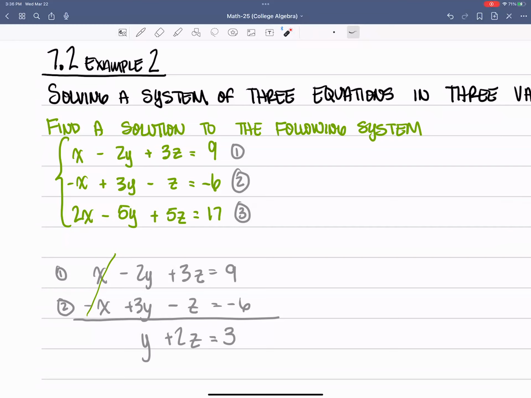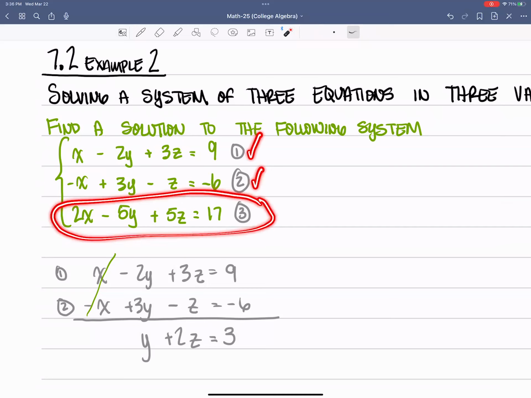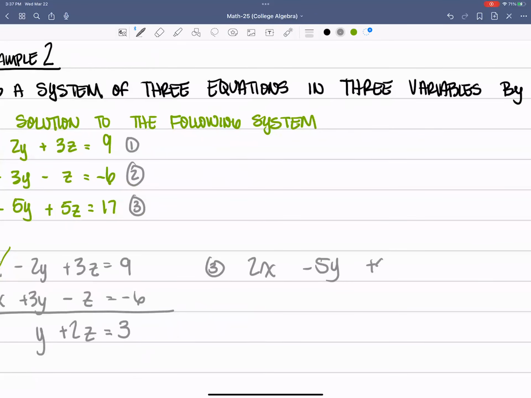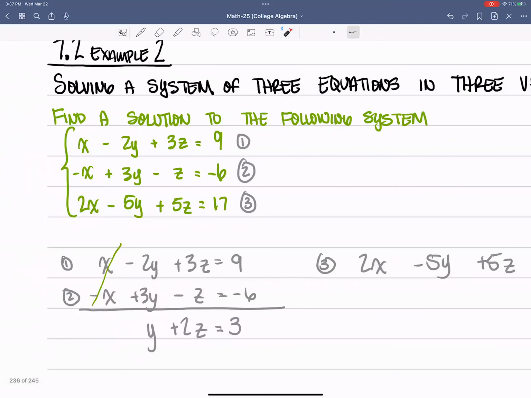Now another one. We just used equation 1, we just used equation 2. We have to do something that includes equation 3. So starting off with that, equation 3, we have 2x minus 5y plus 5z is equal to 17. We have to manipulate one of these 2. It looks like we can multiply by a negative 2 here, so that we eliminate the x. We need to eliminate the x. There isn't any other way to do this, and you'll see why once we actually find those solutions.